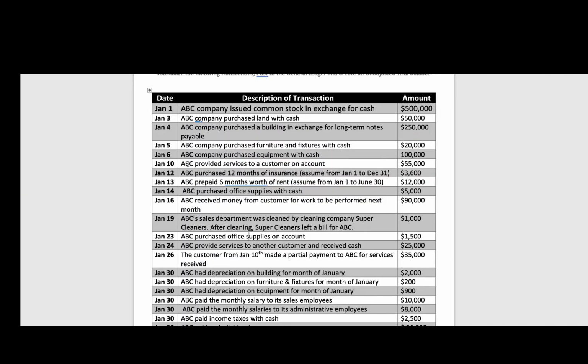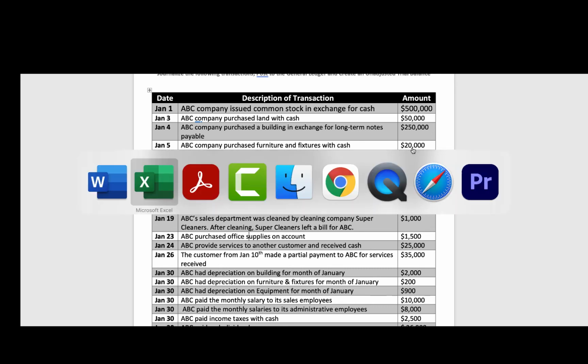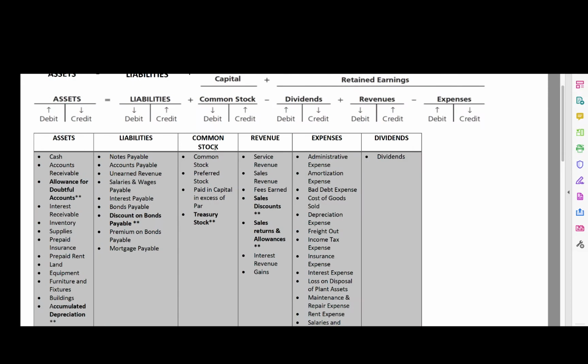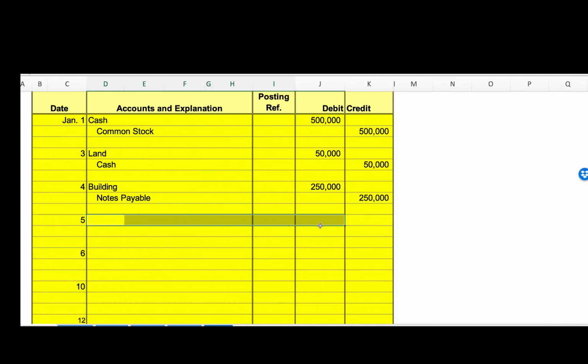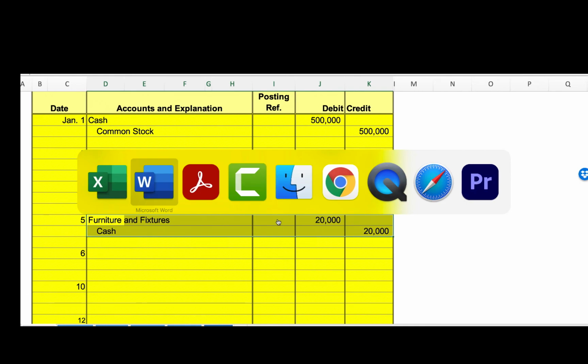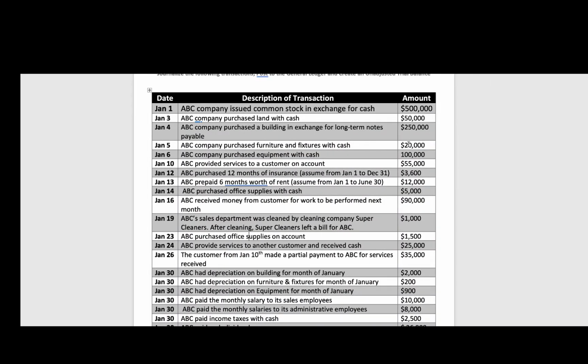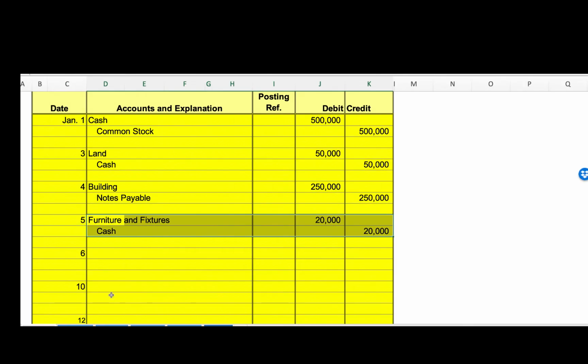Let's do 2 more. ABC purchased furniture and fixtures with cash. So it's basically the same entry. Instead of building, now we have furniture and fixtures, right? So I have furniture and fixtures is going up because I purchased it, so I'm going to debit that. And cash is going down because I paid with cash, so I'm going to credit that. So I debit furniture and fixtures and I credit cash for the amount. So here we have $20,000, and where did I get that amount from? It was right here. Okay, and now I post that.